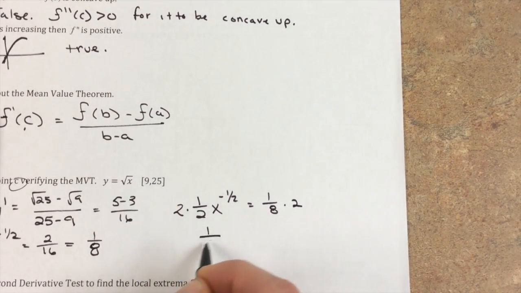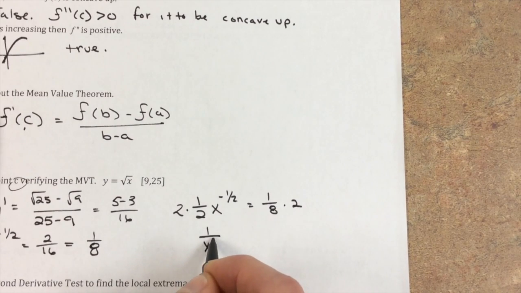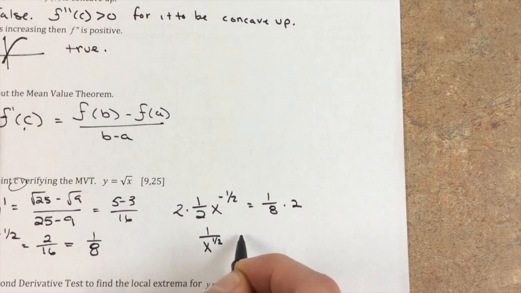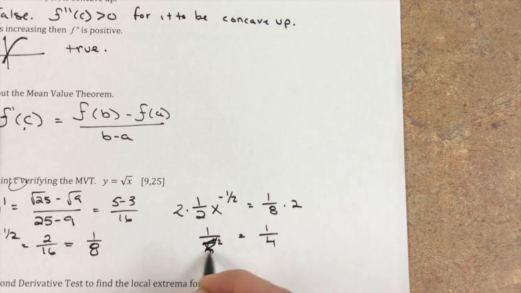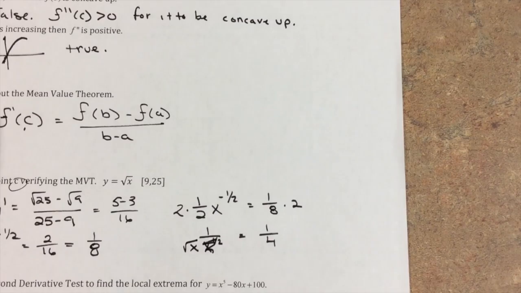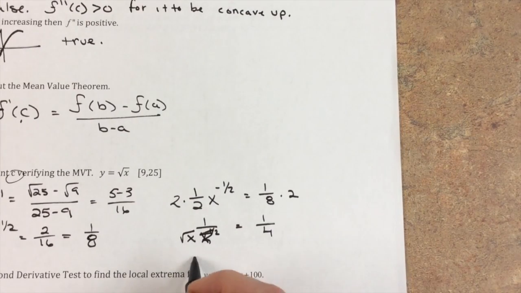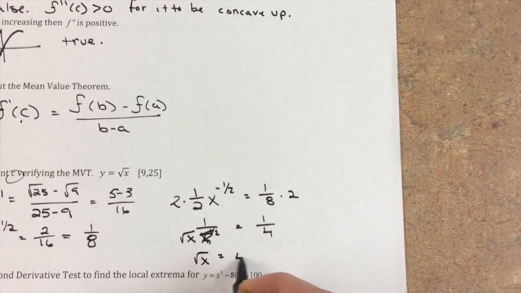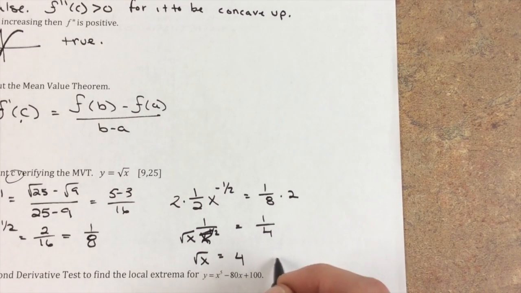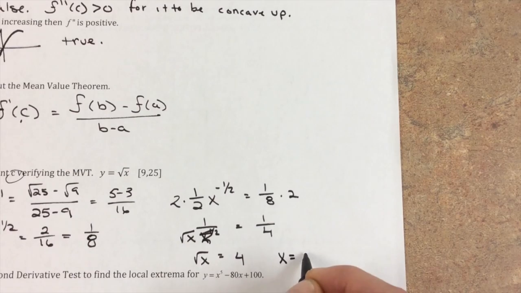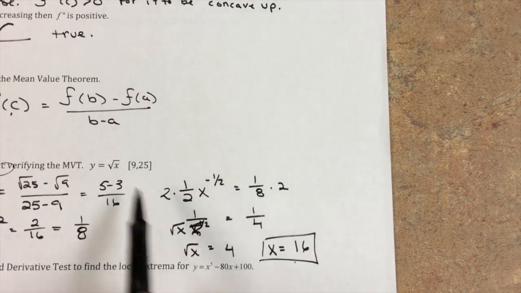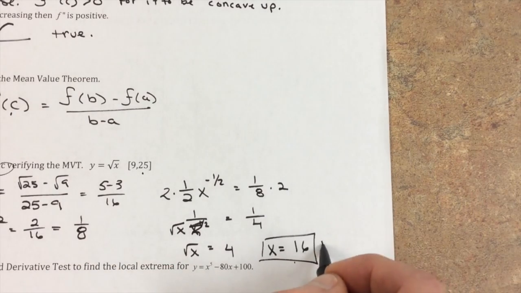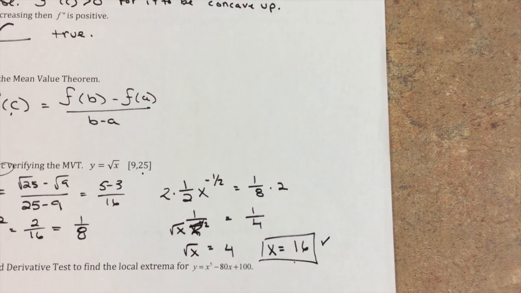So I have 1 over x to the 1/2 equals 1/4. X to the 1/2 is the square root. So I could say the square root of x equals 4. So what number do I take the square root of to get 4? So x equals 16. And then I look back. Is 16 in my interval? Yep. So that's my C value.